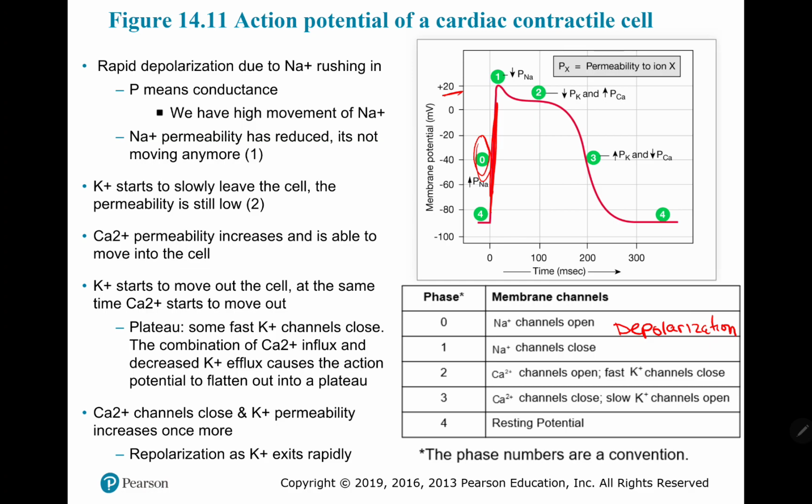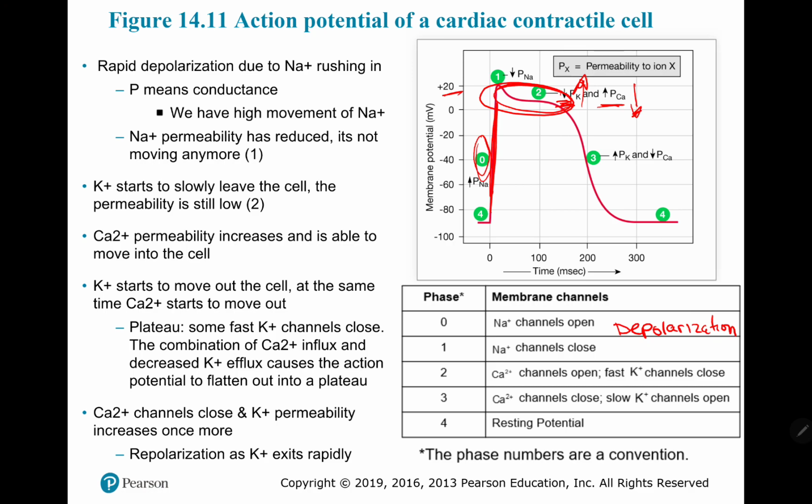And then we're going to have these slow, funny channels open. Those potassium channels are going to open, and so we become more permeable to potassium, and we also become more permeable to calcium. You have potassium leaving the cell and calcium entering the cell, and that gives you the plateau phase for this action potential of the cardiac contractile cells.